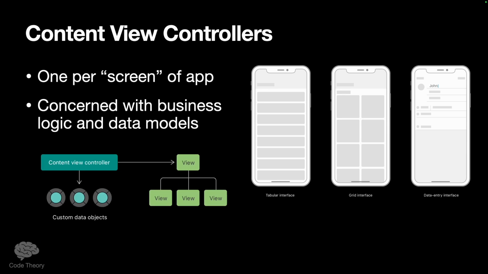Your content view controller tends to have a bunch of data objects that it's modifying and working with, and then it has its root view that has a bunch of subviews within it.